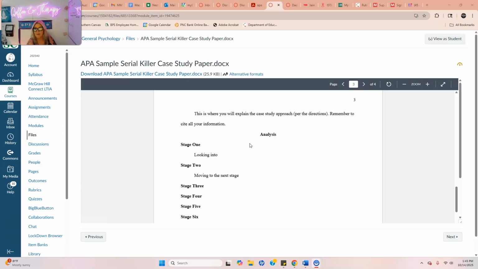All right, so now when we get to methodology, this is where you will explain the case study approach per the directions that I have for you. And remember to cite all your information. So methodology up here, again, it's going to be centered. Explain that you will be using a case study approach, analyzing secondary biographical information from books, articles, and reputable sources to construct a narrative of the killer's life. Now, are you typing that? No. You're going to come up with your own thing to say. So you're going to say, I am using a case study approach to analyze my serial killer, right?